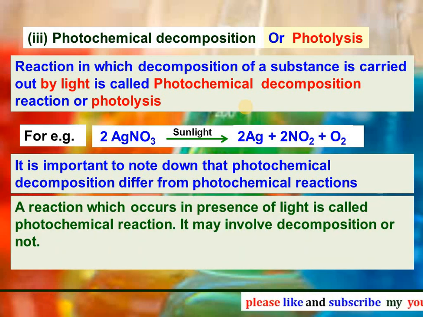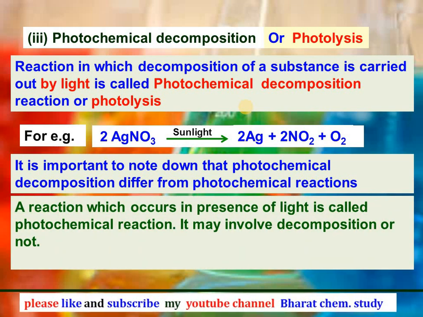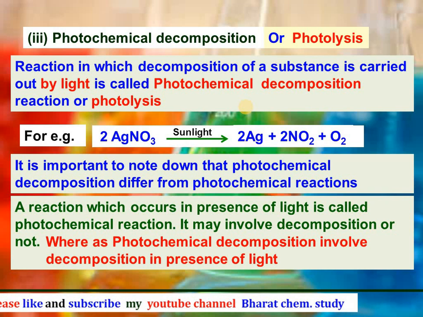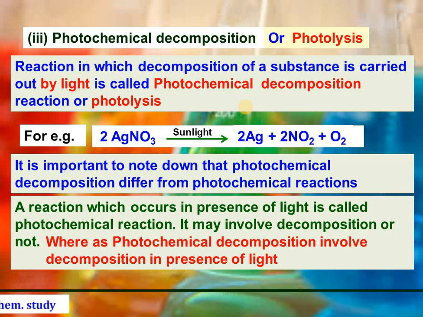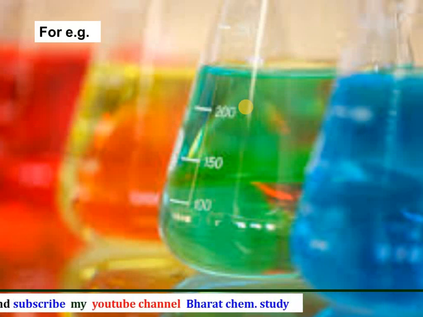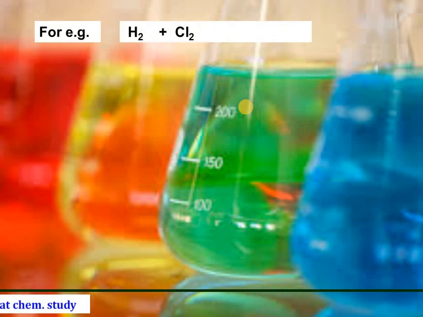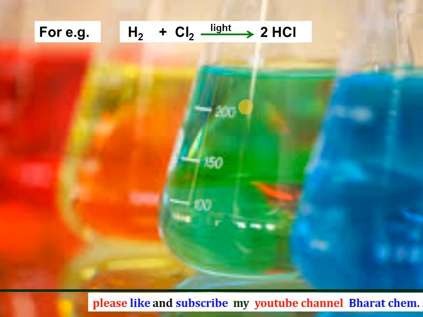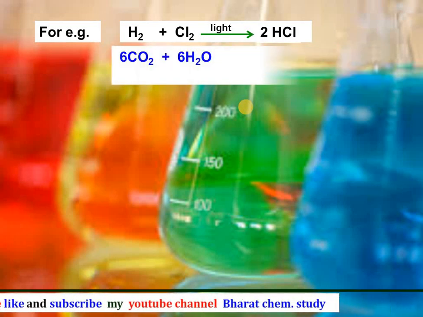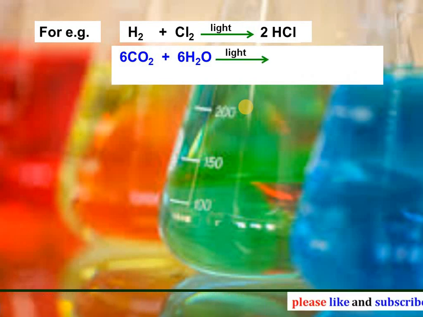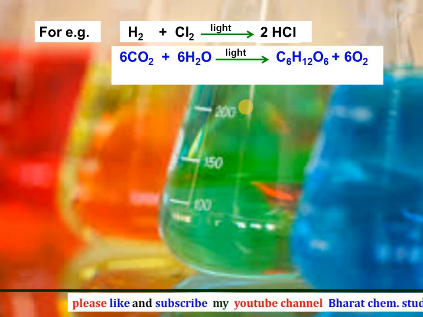A reaction which occurs in the presence of light is called a photochemical reaction. It may involve decomposition or may not involve decomposition, whereas a photochemical decomposition reaction always involves decomposition in the presence of light. Let's understand this by an example. Hydrogen plus chlorine react together in the presence of light to give HCl. Similarly, carbon dioxide and water react in the presence of sunlight in the photosynthesis reaction to give glucose and oxygen.